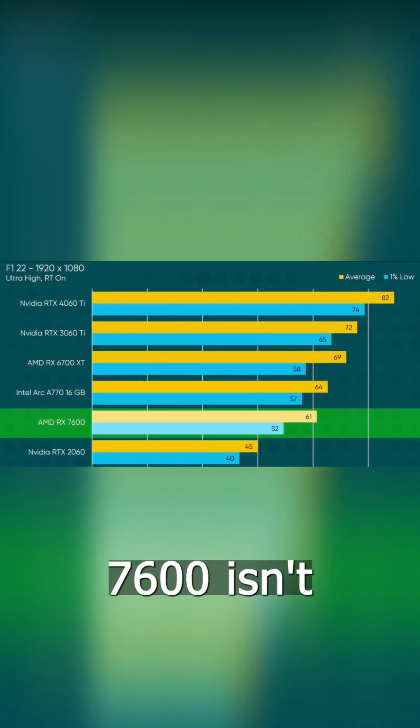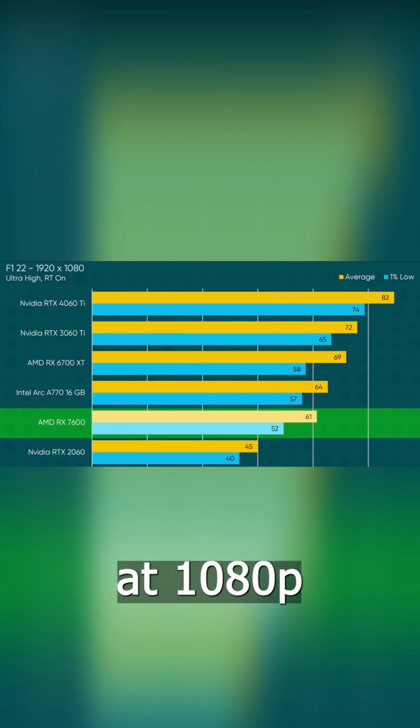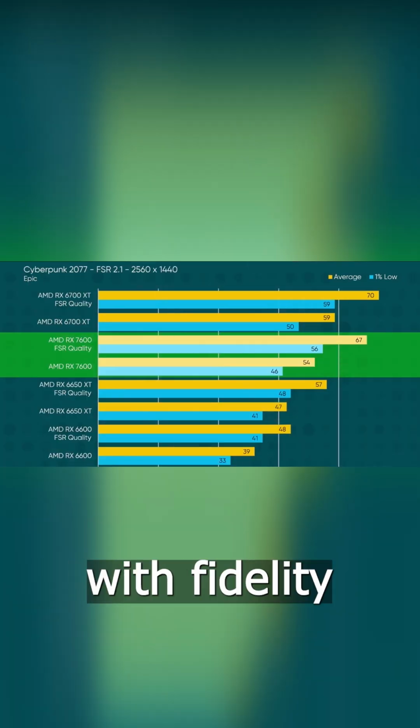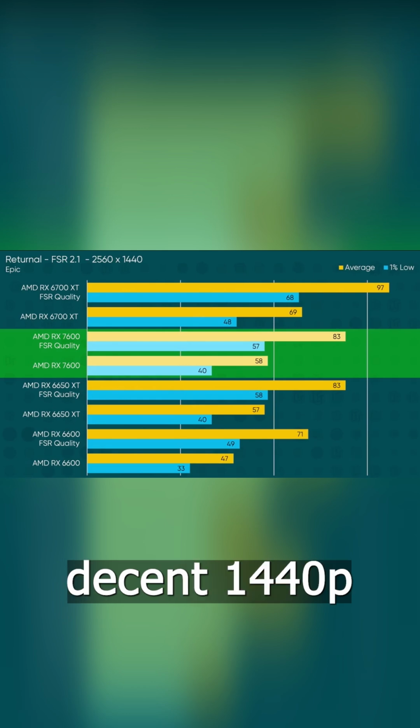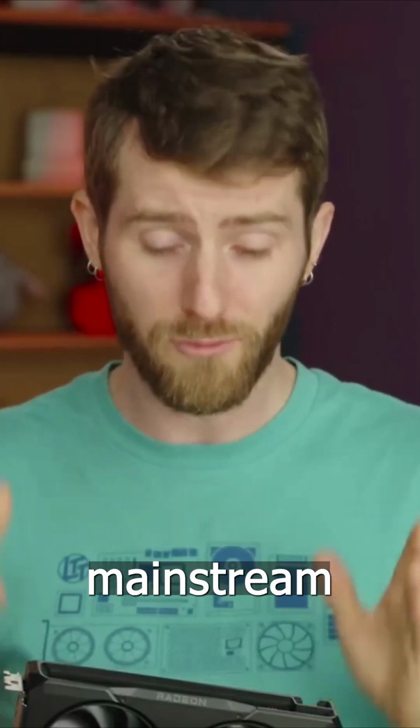The 7600 isn't exactly a ray tracing monster, but it did better than we expected at 1080p native. And looking at our results with FidelityFX, you can get a decent 1440p gaming experience. Assuming you can actually find one at MSRP, the RX 7600 is an attractive mainstream gaming card.